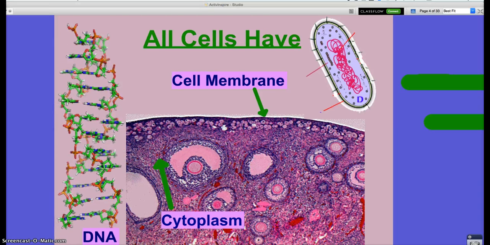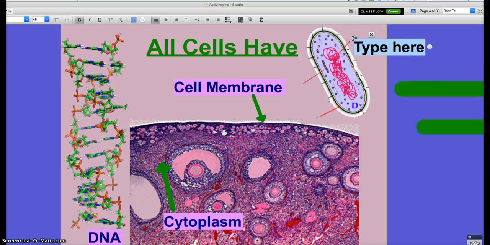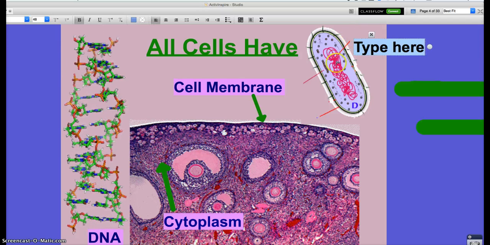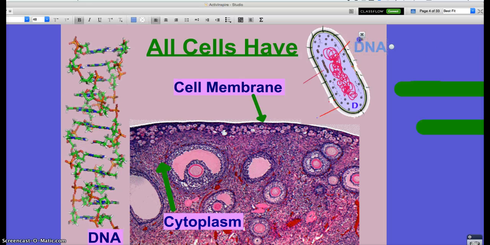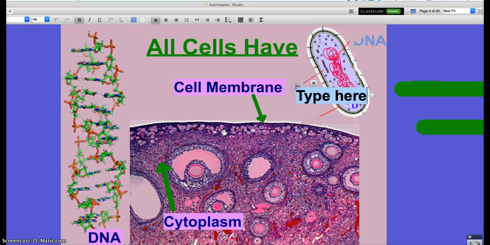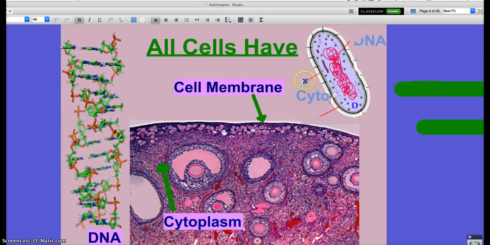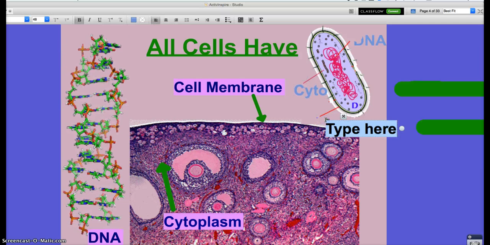I was going to label this cell here, which is a bacteria cell. What's the pink stuff right here? DNA, right? Where's the cytoplasm? The purple, okay. Cyto, I'm just going to shorten the word. And then the black line is? Good.